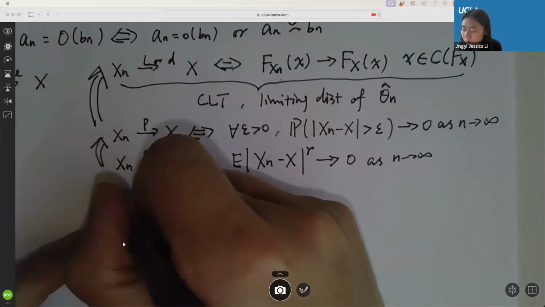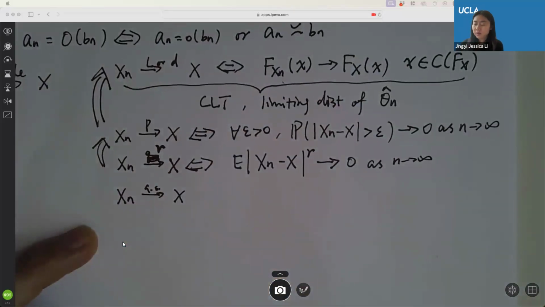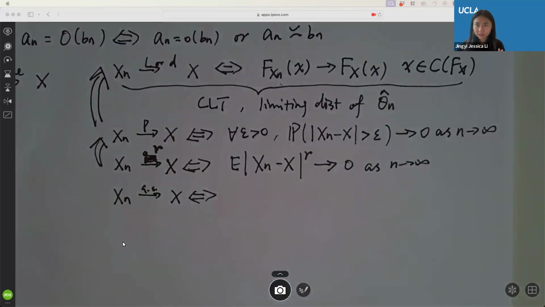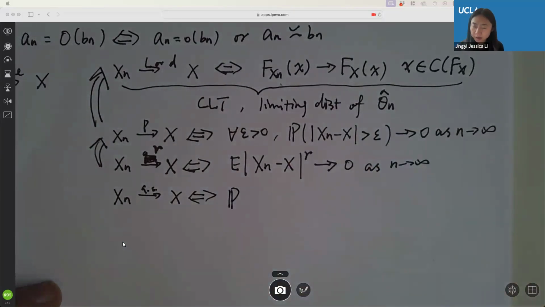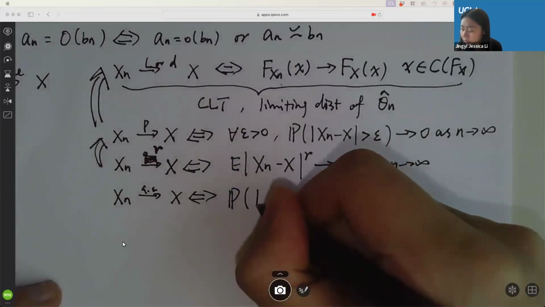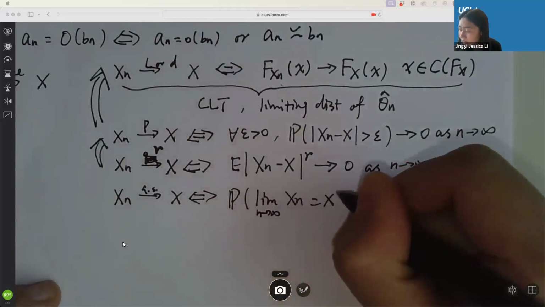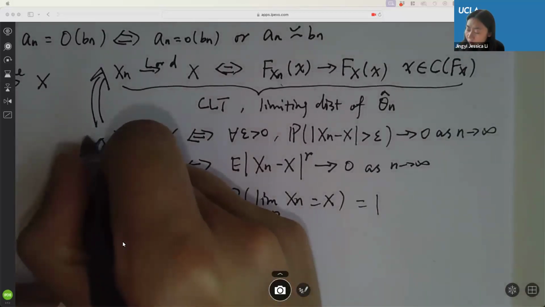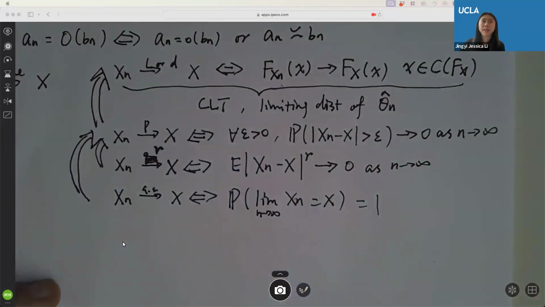Finally, there's a very strong one, convergence almost surely. So this means every realization converges. Or we can say the convergence happens with probability 1. So the limit of Xn being X happens with probability 1. This is almost sure convergence. And we can also show that almost sure convergence implies convergence in probability.